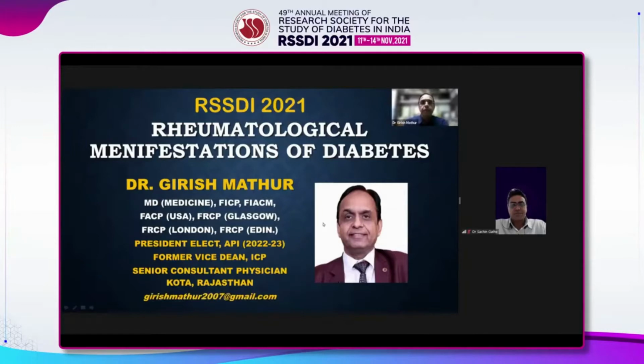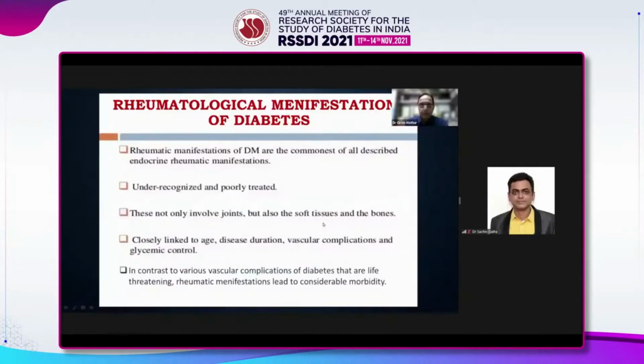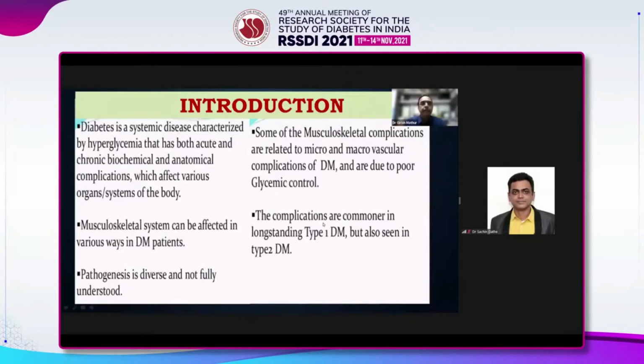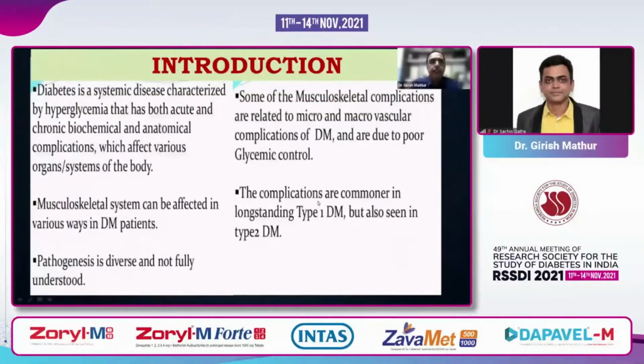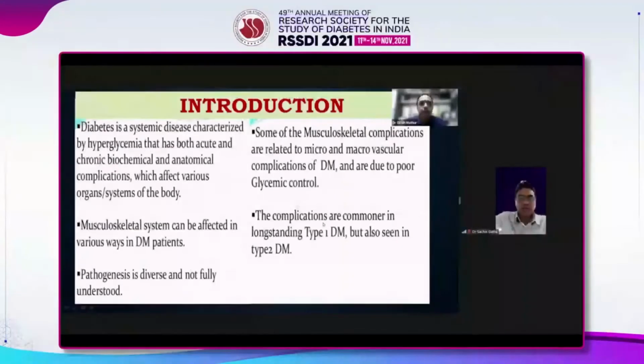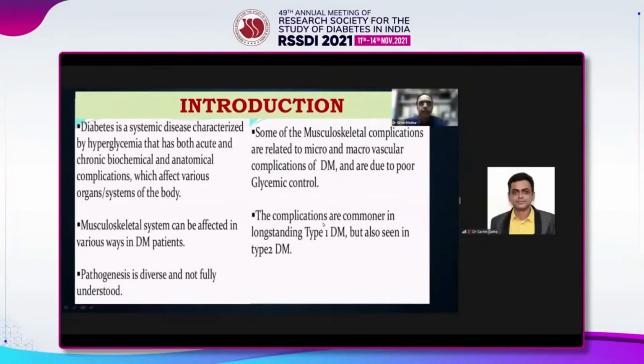The subject allotted to me is rheumatological manifestations of diabetes. Diabetes is a systemic disease characterized by hyperglycemia and both acute and chronic biochemical and anatomical complications, which affect various organs and systems of the body.